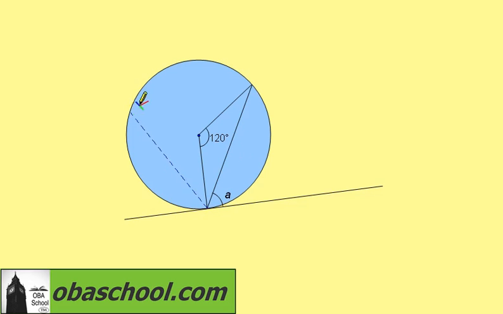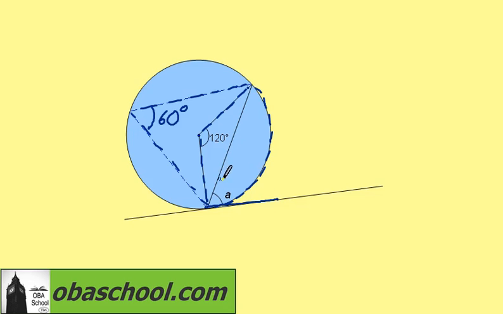If we add two lines to the diagram, and occasionally you may have to do this type of thing, then we can see that this angle stands on this arc, and this angle stands on the same arc at the center. It follows that this is 60 degrees.